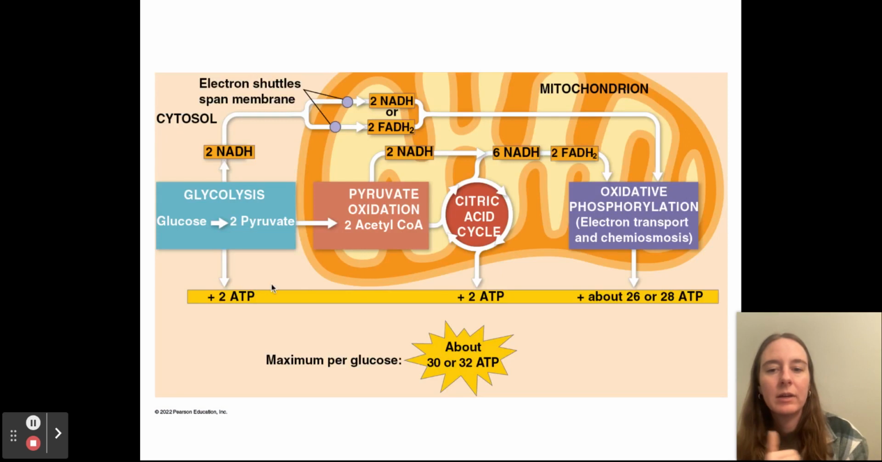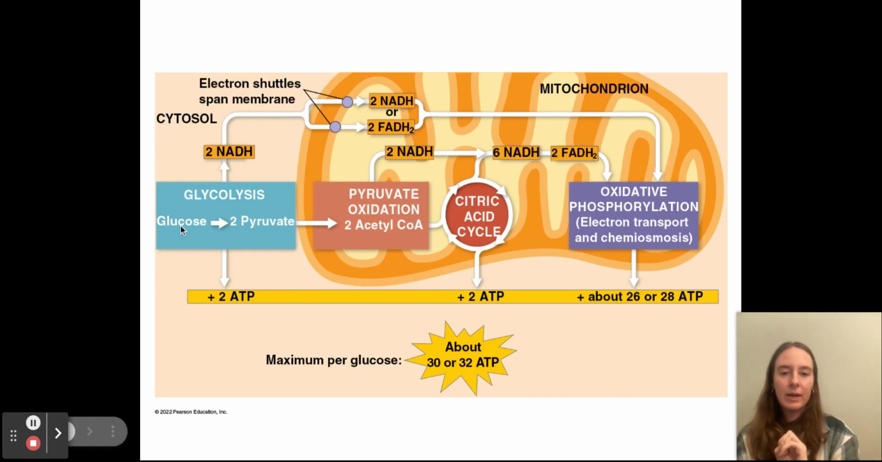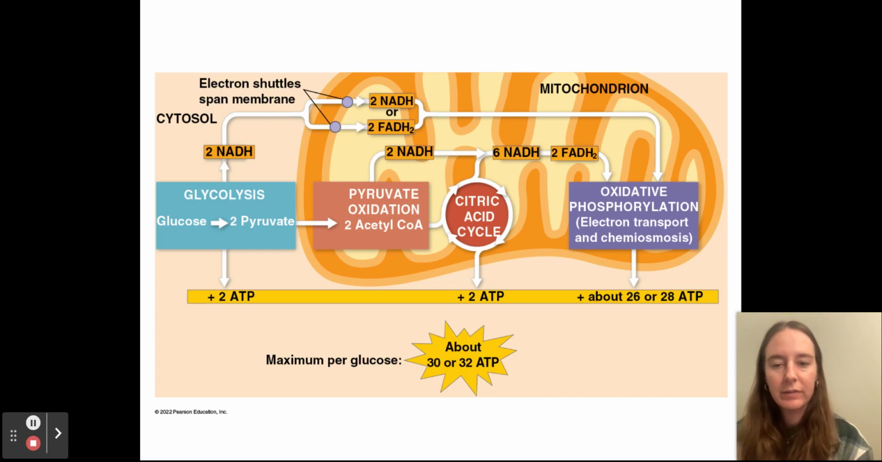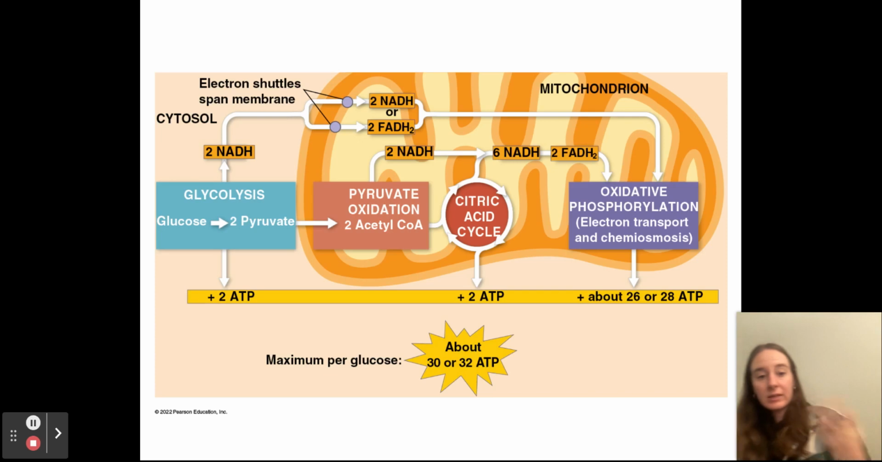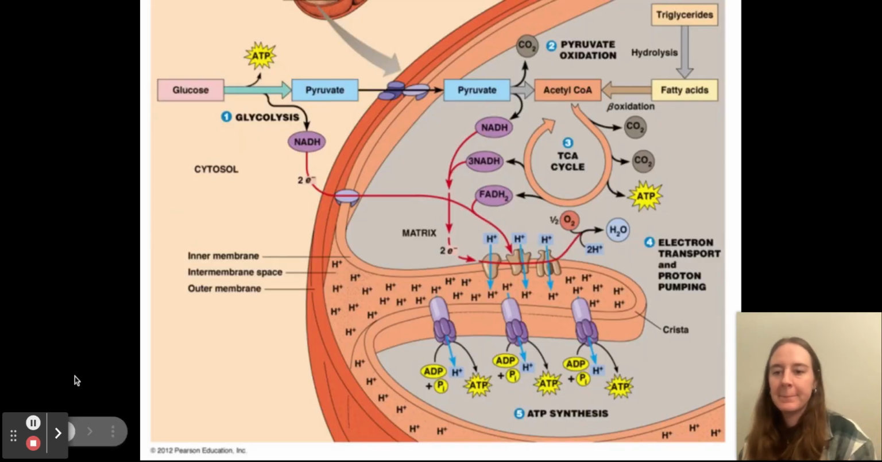Now, some of the energy from the original glucose molecule is actually released as heat too. So you could have made more ATP if energy was completely conserved in this reaction, but some energy is released as heat according to the second law of thermodynamics. Anytime you're transferring energy between different forms, some energy is released as heat.